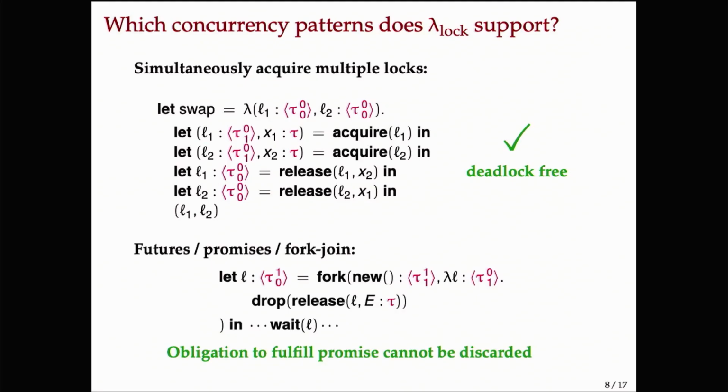Furthermore, we can do promises or futures or fork join parallelism. So what we do is we create a new lock, we fork on the lock, we give the obligation to release the lock to the child thread and to wait on the lock to the main thread. And that way we can run a computation in parallel and eventually get a value in the main thread. So this obligation to fulfill these promises, they cannot be discarded. So this ensures that everything will eventually happen.